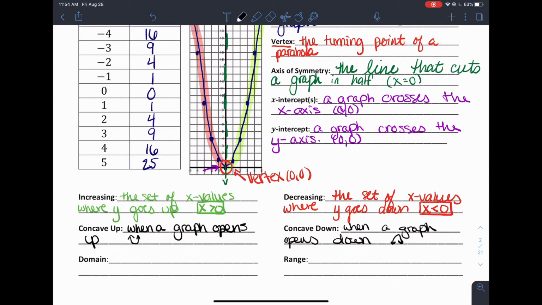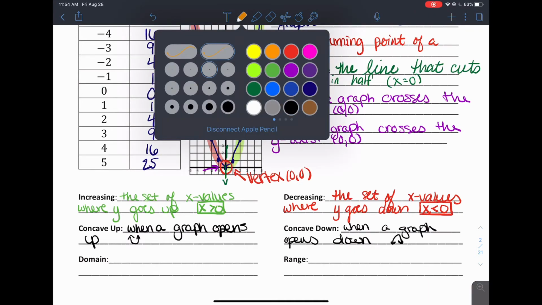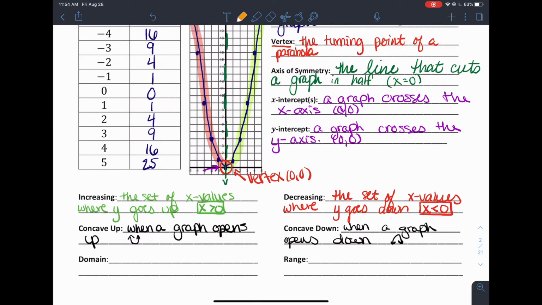And the thing that students always have the hardest time with is domain and range, okay? So domain and range. Domain is the set of possible input or x values, while range is just the opposite. It's the set of possible output or y values.